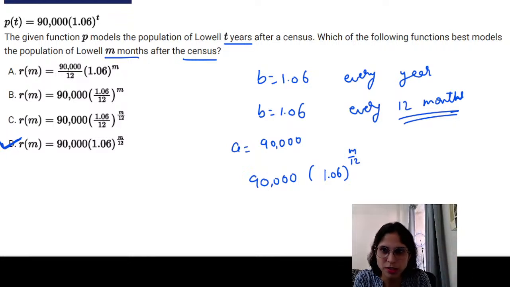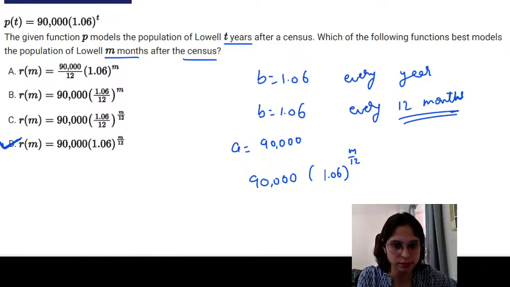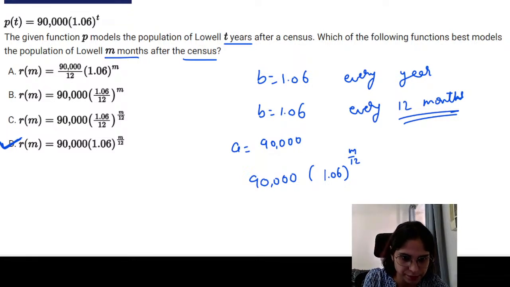I hope this is clear. You understand this concept. So this is a fairly easy question. Next one is 115. It's going to be on page number 116.